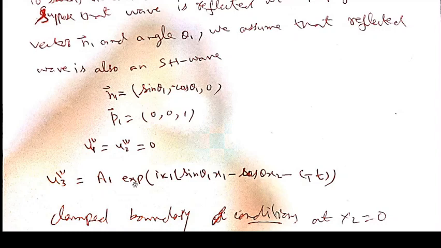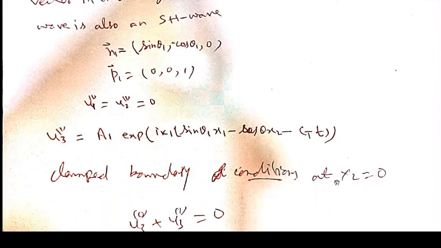You have A1 exponential iota K1 sin theta 1 x1 minus cos theta x2 minus Ct t. So here you have K1 for wave number of reflected, A1 is the amplitude, and theta 1 is the angle of the reflected wave, which the propagation vector n makes with the normal vector, which is normal to the surface. This is minus cos theta x2 minus Ct t.